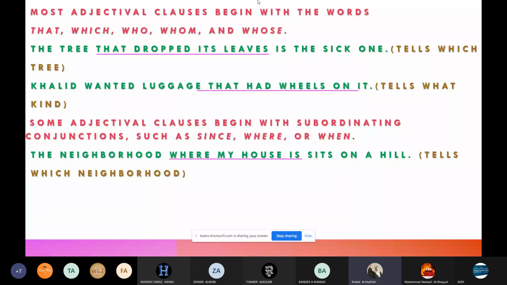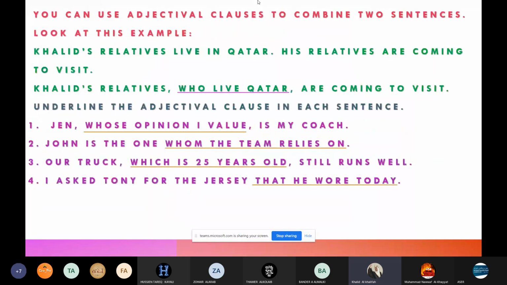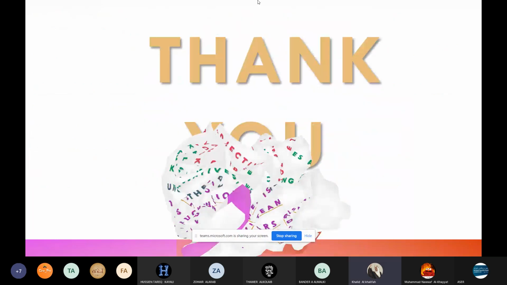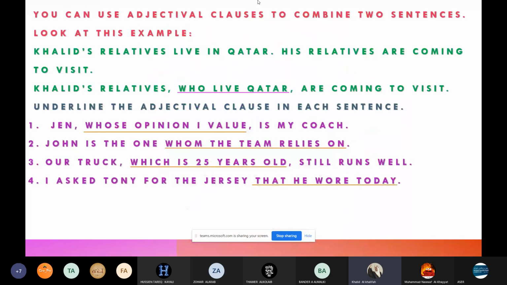And also, some adjectival clauses begin with subordinating conjunctions, such as since, where, and when. The neighborhood where my house is sits on a hill. Tells which neighborhood. You can use adjectival clauses to combine two sentences. Instead of being only two sentences, you can make it one sentence. Like in here, the example: Khalid's relatives live in Qatar. His relatives are coming to visit. Khalid's relatives who live in Qatar are coming to visit.